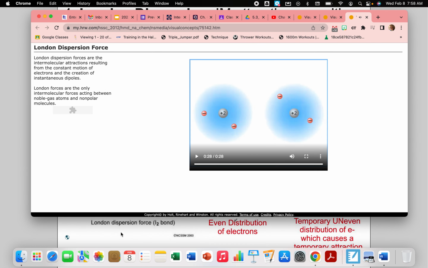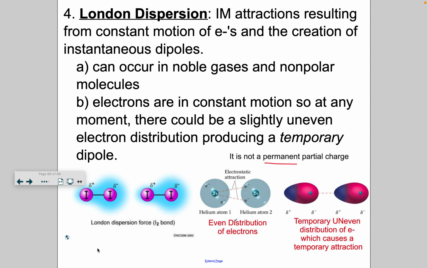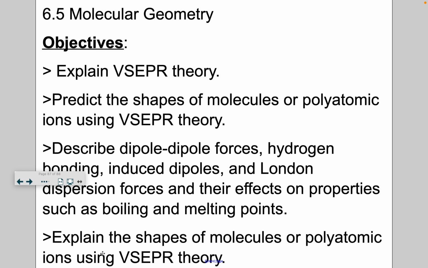Okay, so that is it, I think, for my lecture on intermolecular forces. I talked about four of them: dipole-dipole, hydrogen bond, induced dipole, and London dispersion. And then just know that the stronger forces like dipole-dipole and hydrogen bonds tend to have extremely high melting points and boiling points. So that does it.